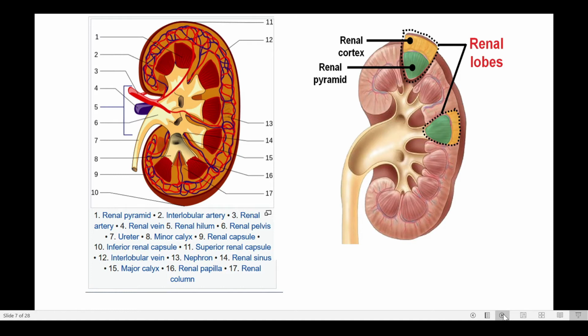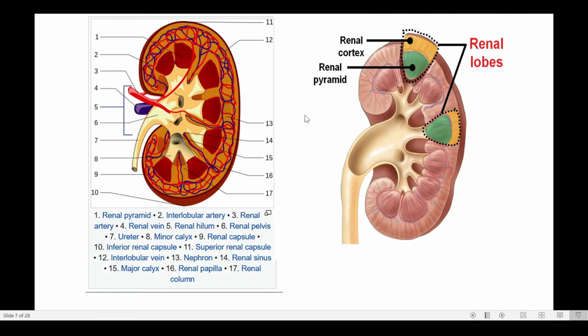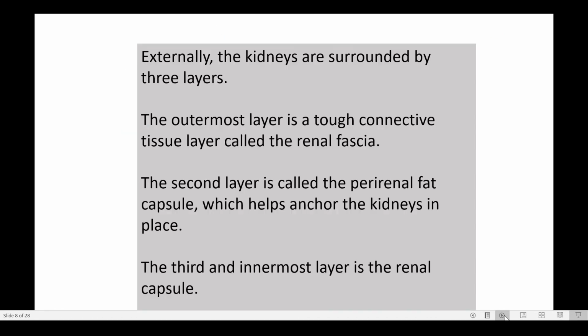This is actually the longitudinal cross section of our human kidney, and you can see in the left side picture, there is a covering surrounding the kidney. This covering has 3 layers. The outermost layer is known as the renal fascia, the middle one is known as the perirenal fat capsule, and the third one is the innermost layer, that is the renal capsule. As I said, the outermost layer is the renal fascia, the middle one is the perirenal fat capsule, and the third one is the renal capsule.